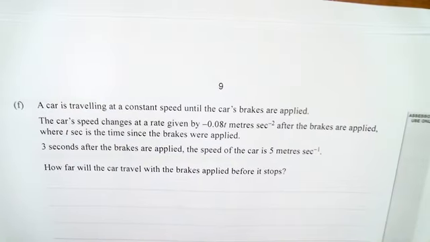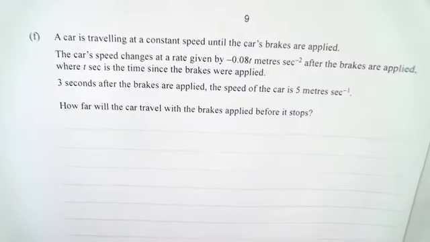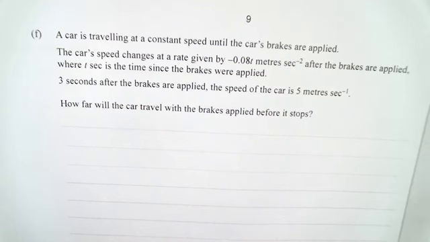All right, here's question 2f. This is the last part of question 2. It says a car is traveling at a constant speed until the car's brakes are applied. The car's speed changes at a rate of negative 0.8t meters per second squared after the brakes are applied, where t is the time since the brakes were applied.